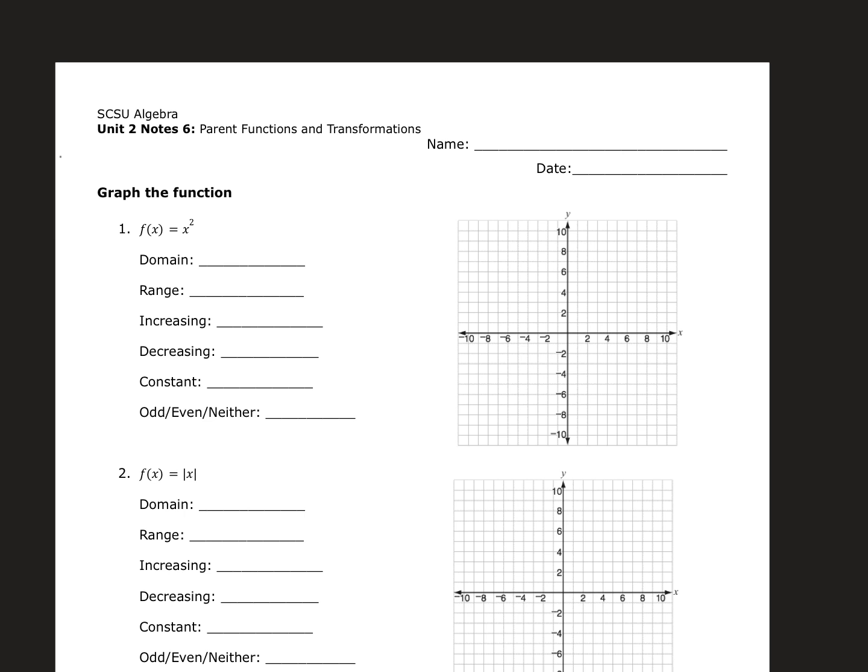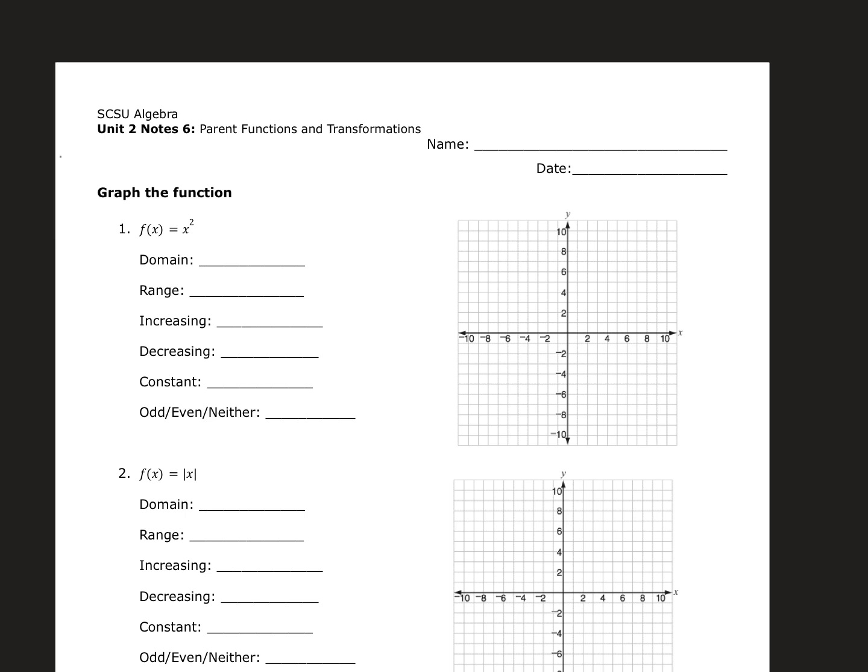We're going to go ahead and look at parent functions and their transformations today. So we have these basic functions where, when nothing else is happening to them, we're not adding or subtracting anything. It's just the square root of x or x squared. Nothing else is being done to it. It has this shape, and we call those parent functions.